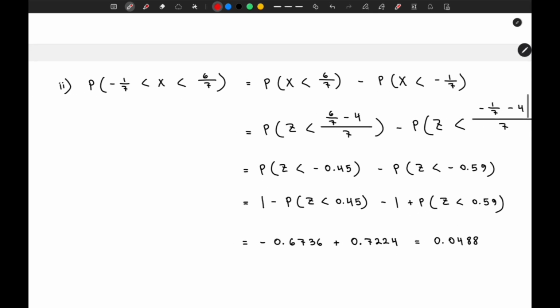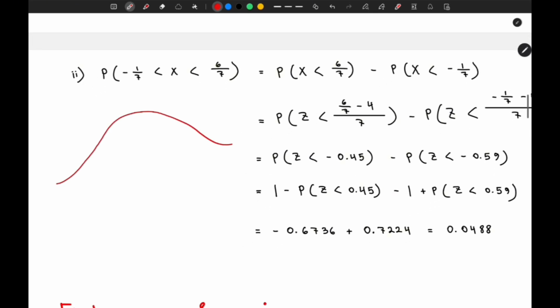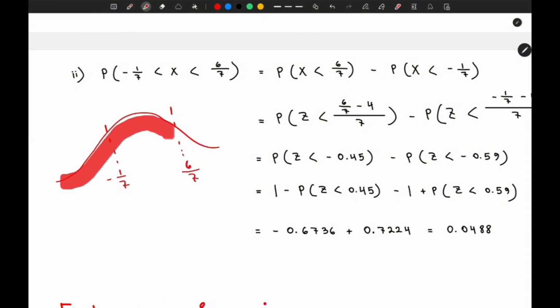You can write it like this. Let me just recall this, because the normal distribution curve looks like this. This is negative 1 over 7 and this is 6 over 7. So the total area, which is probability of x is less than 6 over 7, the total area is this, minus probability of x is less than minus 1 over 7, which is this area. Then you will get the required area, which is the red region.